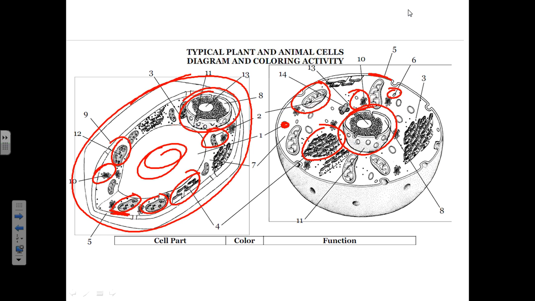And then the last two, you've got a nucleolus, which is this dark spot inside the nucleus. Most cells have it. It's number 13. And that's where ribosomes are made. Ribosomes are made in that little dark spot, the nucleolus.